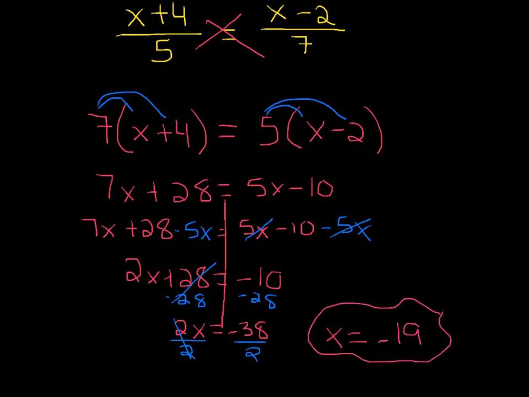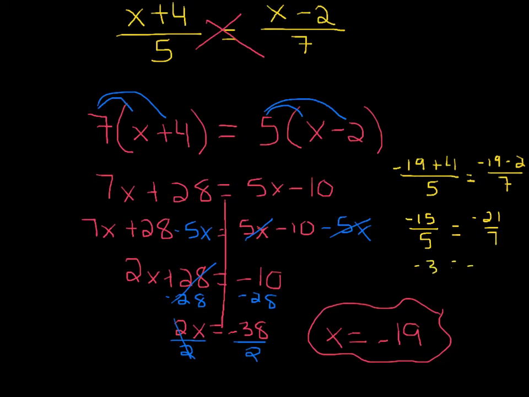And before we move on, go back and double check our answer. When you plug in negative 19, on the left we would have negative 19 plus 4 is negative 15 divided by 5. And on the right, negative 19 minus 2 is negative 21 divided by 7. And both of those you should get negative 3. So, it works.